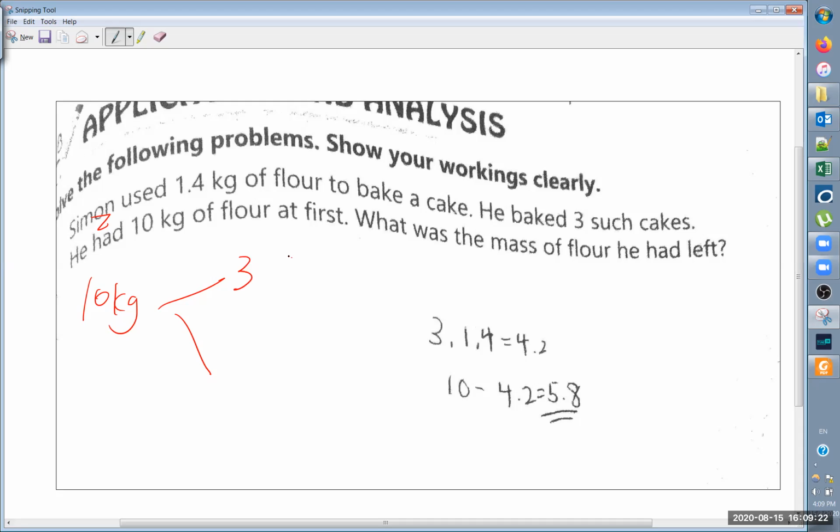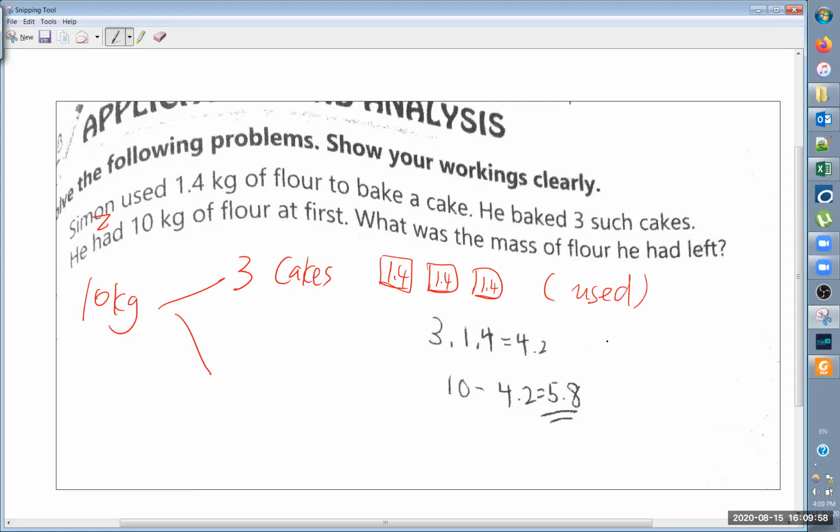3 cakes, right? And then you know that 1 cake takes 1.4 kg. So if you were to draw the cakes out, this is 1 cake, so 1 cake is 1.4. Another cake is also 1.4. So the third one is also 1.4. So therefore, this will be the used kg.